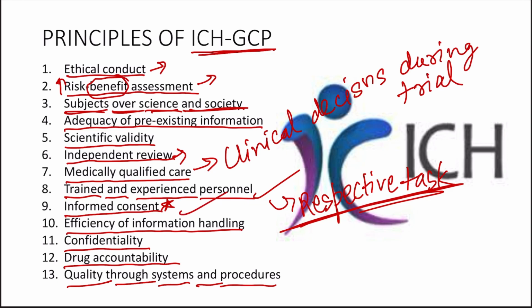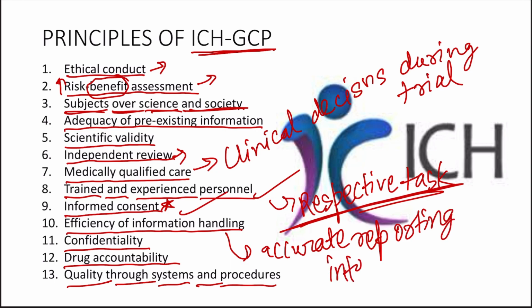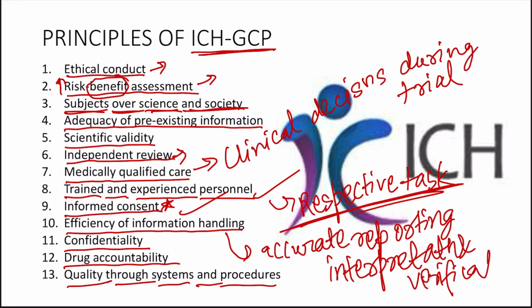Then next is efficiency of information handling. All the clinical trial information should be recorded, handled and stored in such a way that it allows accurate reporting, and later on interpretation and verification. That is, the information should be handled in a proper way so that it helps in accurate reporting and interpretation and verification of the data.